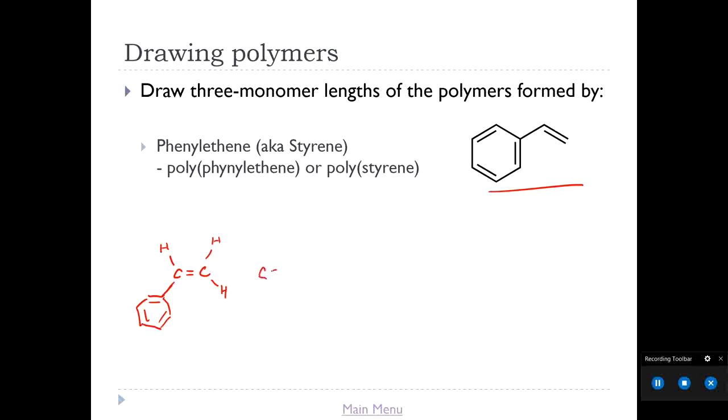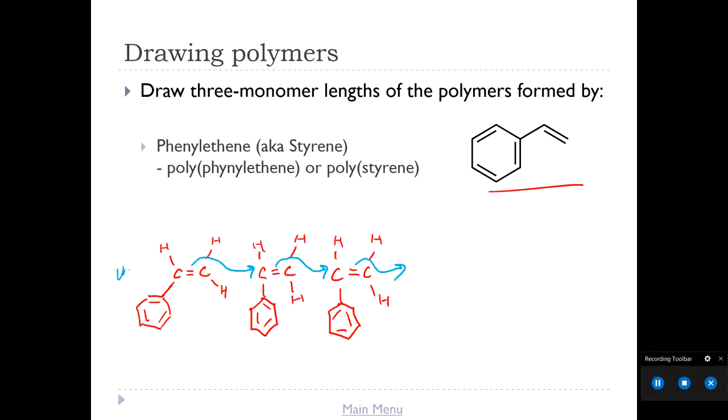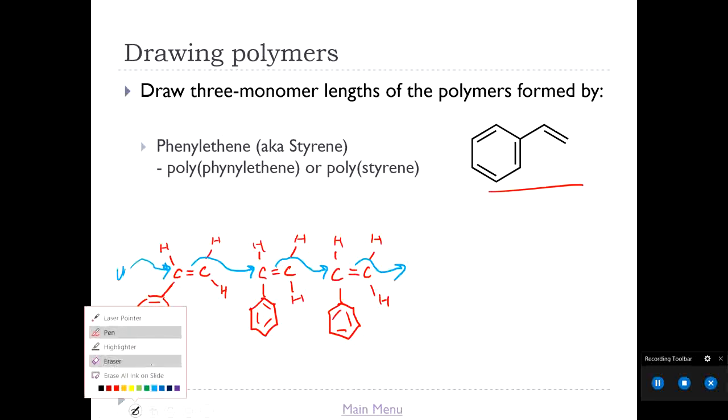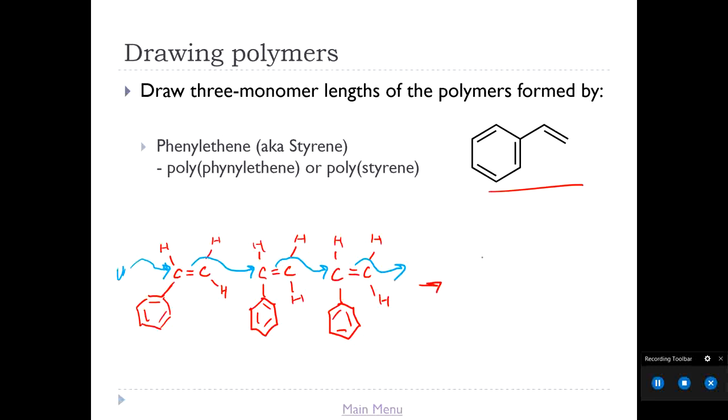And again, what's going to happen? So we'll draw a couple of a 3 monomer chain of this polymer. We have our benzene, and one more. Okay, and the same thing happens as before. So our double bond will break, attaching to this carbon. This double bond breaks, attaching to this carbon. This one breaks, attaching, and there would be one from over here somewhere that would attach here. And we produce our repeating chain.